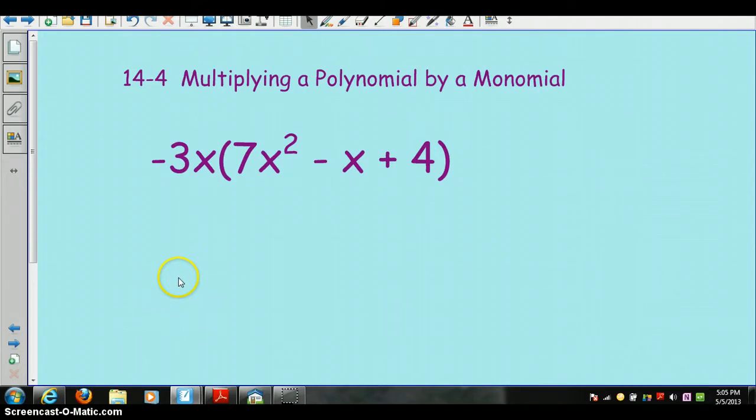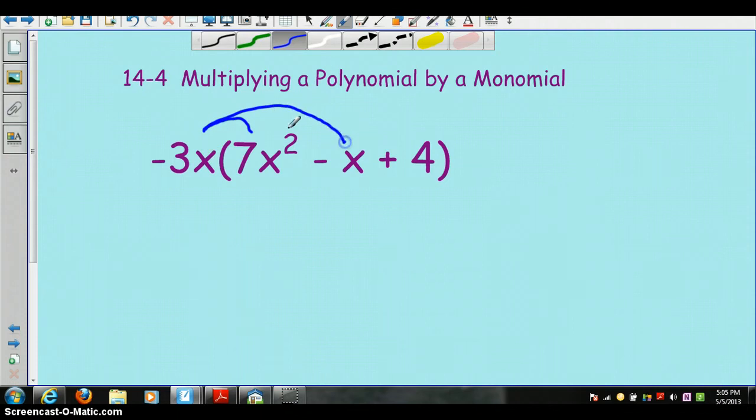Hi guys, we're going to talk about multiplying a polynomial by a monomial. What's going to happen here is we're going to use the distributive property, if you remember that. It's the rainbows. So we have negative 3x times 7x squared minus x plus 4.